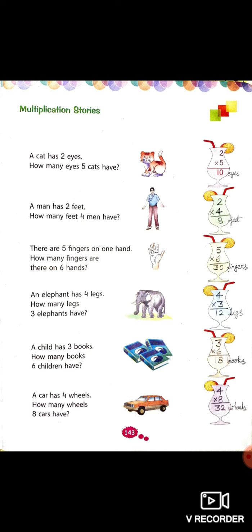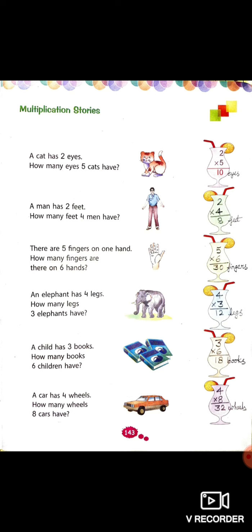So first you will write 3, and you have to find out about 6 children. So below 3 you will write 6, and you will put the multiplication symbol. Okay, so what is the answer which you will get? 3 into 6, that is 3 6s are 18. So 18 books. 6 children will have 18 books.